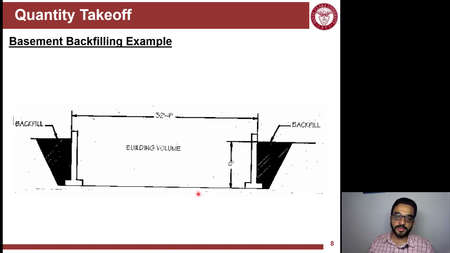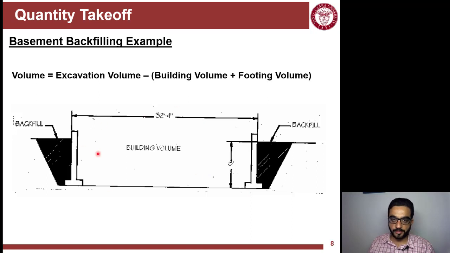Backfill for the basement is a similar concept, but you have to account for the void that the building is creating with this basement. So the volume of backfill will equal the excavation volume, this whole trapezoidal 3D shape, minus the building volume, minus the volume of the structure under the ground level.